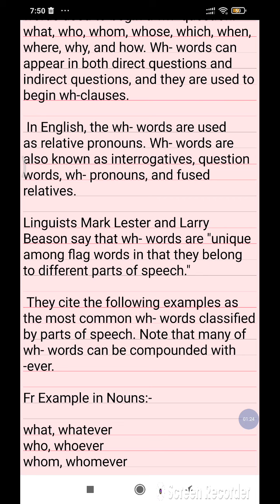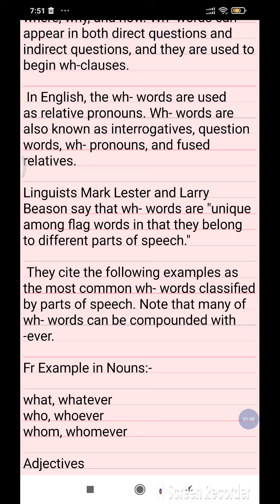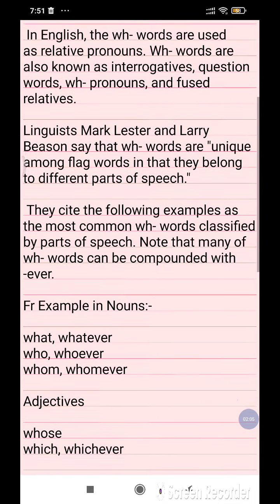In the next paragraph, in English, the WH words are used as relative pronouns. Relative pronouns are used in this way. WH words are also known as interrogative question words. WH pronouns are fused relatives. So in this paragraph we come to know how the WH words are used as relative pronouns, and that WH words are also known as interrogative question words, WH pronouns and fused relatives.